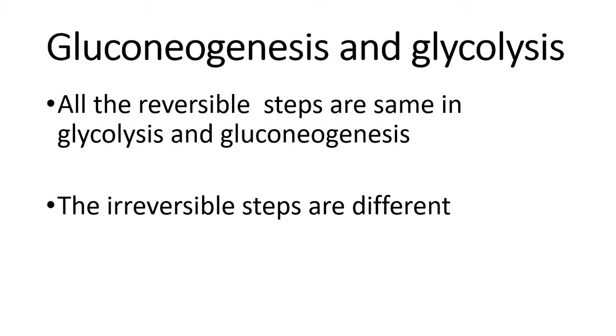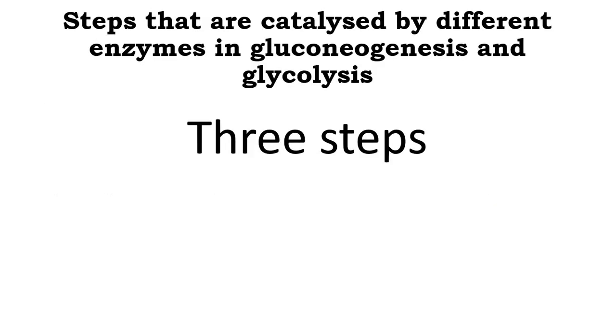But all the reversible steps of glycolysis and gluconeogenesis are the same, but irreversible steps are different. That means these two are opposite pathways, however, all the steps of these two pathways are not similar. So the reversible steps of glycolysis and gluconeogenesis are the same, but the irreversible steps are different. There are three steps in glycolysis and gluconeogenesis that are different. That means they are catalyzed by different enzymes.